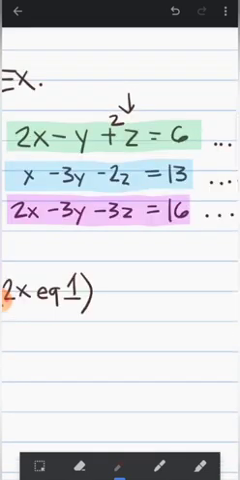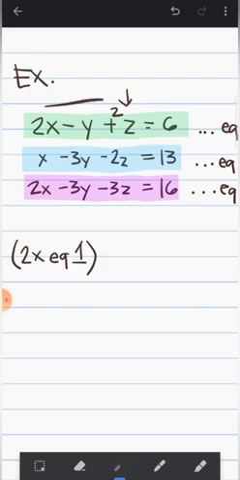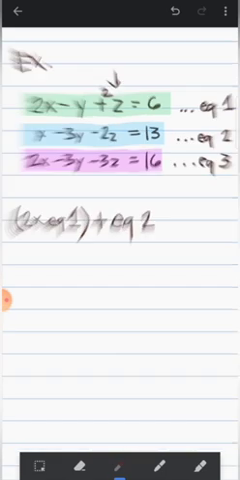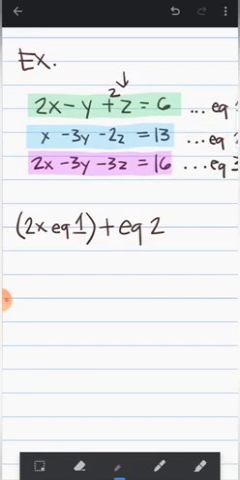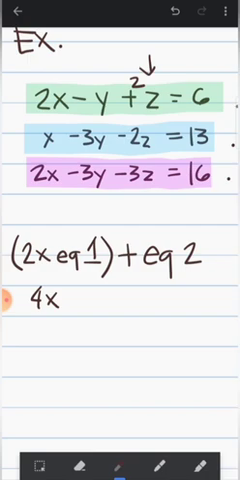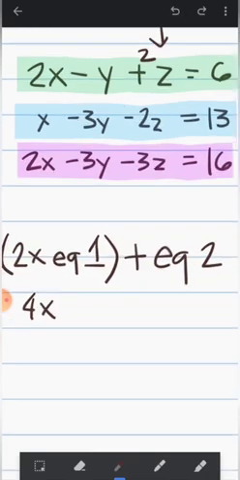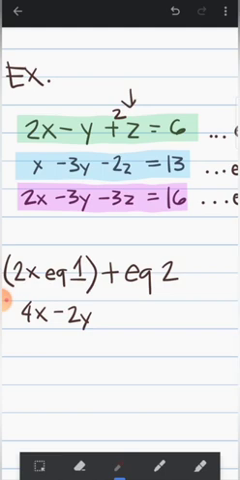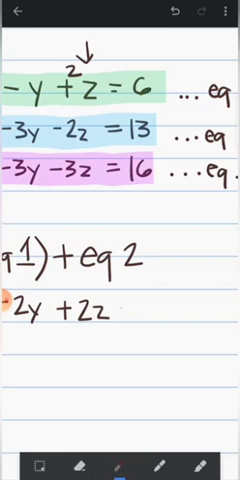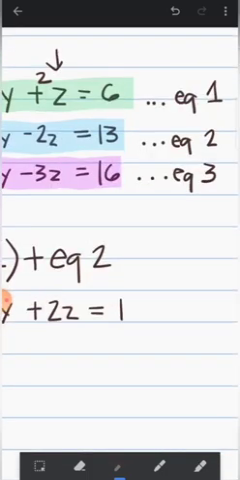And then, if we multiply 2 on equation 1, of course, all of the terms will get multiplied by 2. And then we add this to equation 2. So with this, let's now solve. 2 times equation 1 is 2 times 2x, which is 4x. And then 2 times negative y is minus 2y. And then, finally, 2z. So that's our goal. And then 6 times 2 is 12.